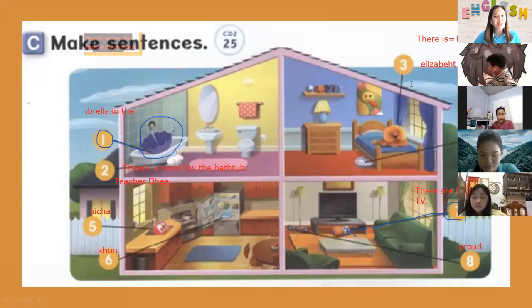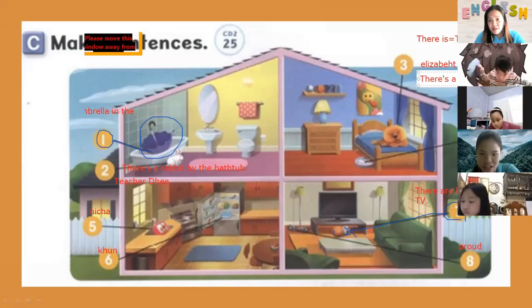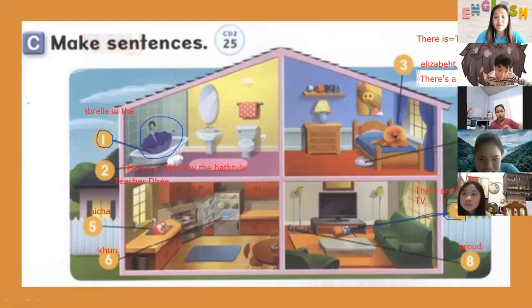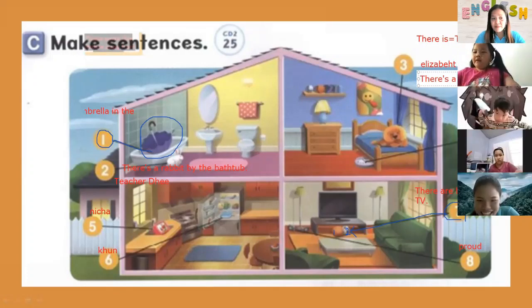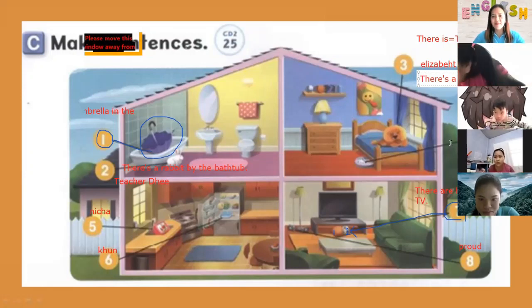How about number three, Elizabeth? What is this? Is it a lion? A lion doll on the bed. There's a lion. Is it a dog? Dog or lion? Okay, because it's very blurred here. There's a dog on the bed. Yes, very good. Thank you, Elizabeth. Good job.